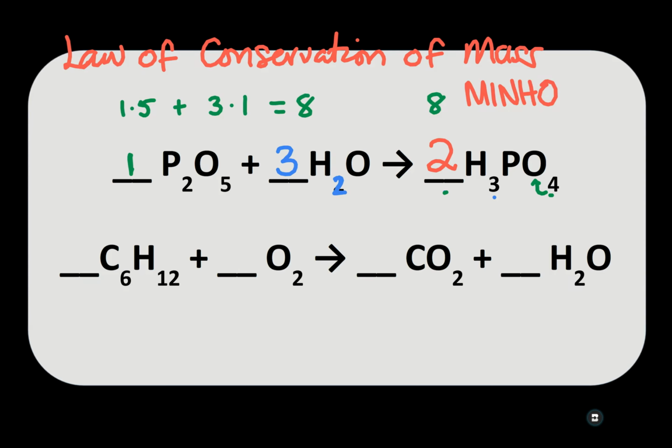So I have 6 carbons on the reactant side, and on the product side, I only have 1 from the CO2. So I need to put a 6 in front of the C right here. That will change my number of carbons there. So now they're both equal. I have 6 and 6 on both sides. Let's focus on our H's. I have 12 H's on my reactant side. On my product side, I have 2.